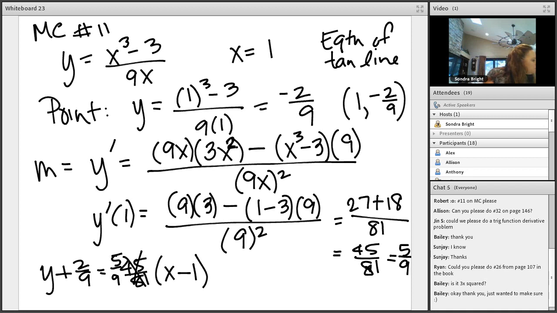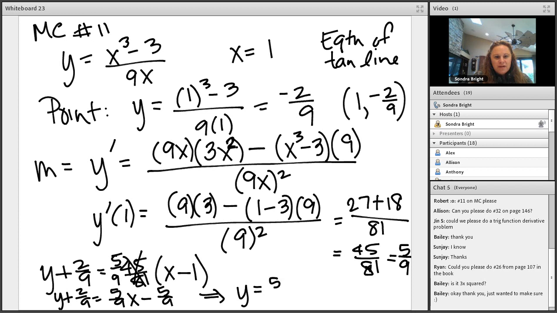What do we want? They put it into that form. Okay, so we've got y plus 2 over 9 equals 5 over 9x minus 5 over 9. And then you want to subtract 2 over 9, so y equals 5 over 9x minus 7 over 9 is what I got. B. Yep. All right.